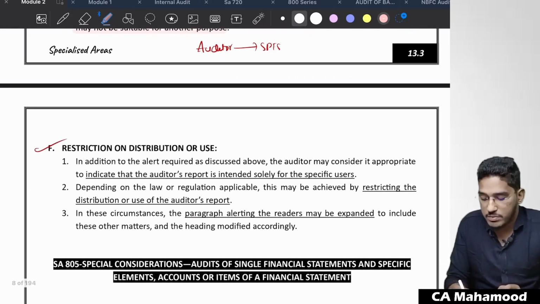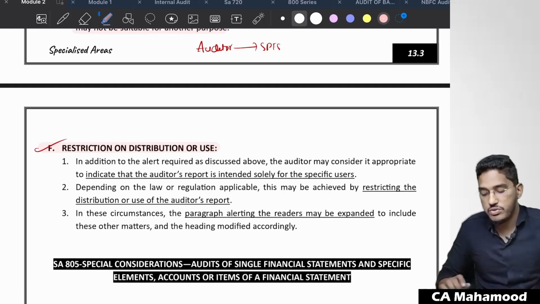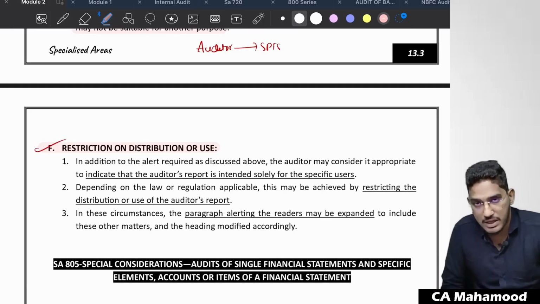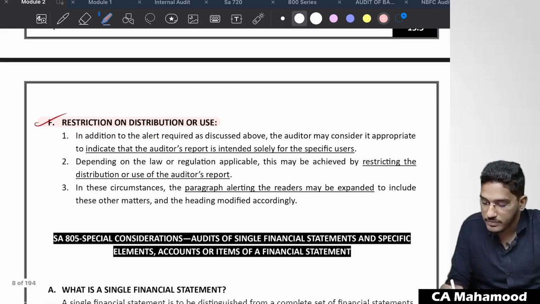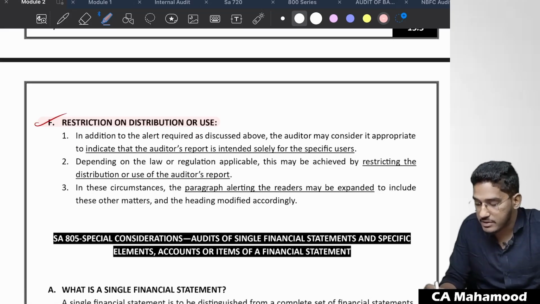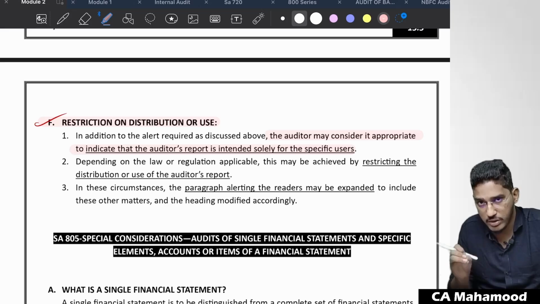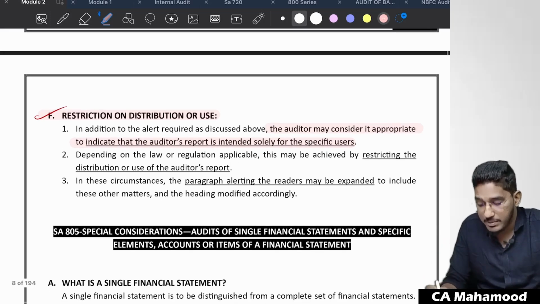Next one. To the extent possible, you have to restrict the distribution or usage also. So you should take proper actions to make sure that management is not distributing them like any other general purpose financial statements. You should try to restrict the distribution of the special purpose financial statements also. In addition to the alert required as discussed above, the auditor may consider it appropriate to indicate that the auditor's report is intended solely for the specific users. So once again, a repeated point, you have to indicate in the auditor's report that it is meant only for a specific purpose. Depending on the law or regulation applicable, this may be achieved by restricting distribution or use of the auditor's report.